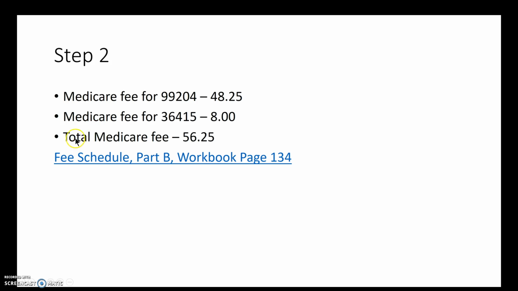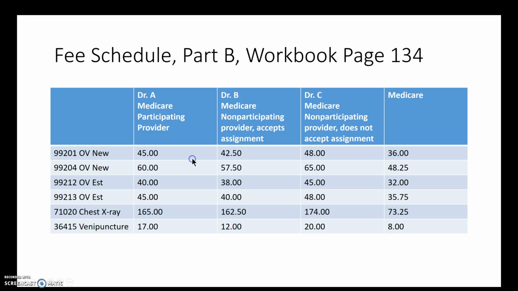Step 2, we want to determine how much Medicare would charge for these procedures. So Medicare's fee for 99,204 is $48.25 for a Medicare patient, and for 36,415 it's $8 for a Medicare patient. So the Medicare patient would be charged $56.25 for this visit. So here you see 99,204, the charge for Medicare is $48.25, 36,415, the charge for Medicare is $8.